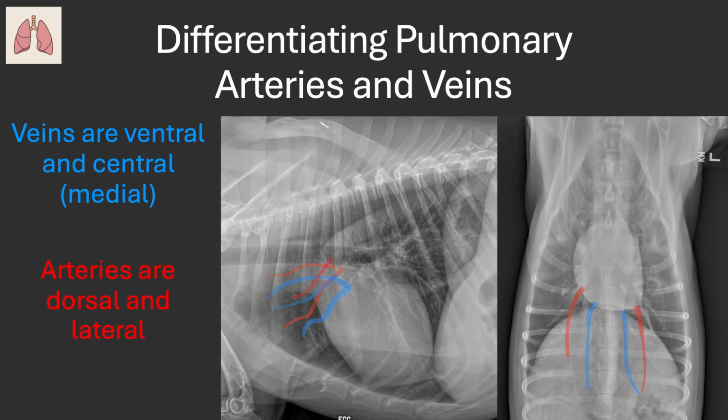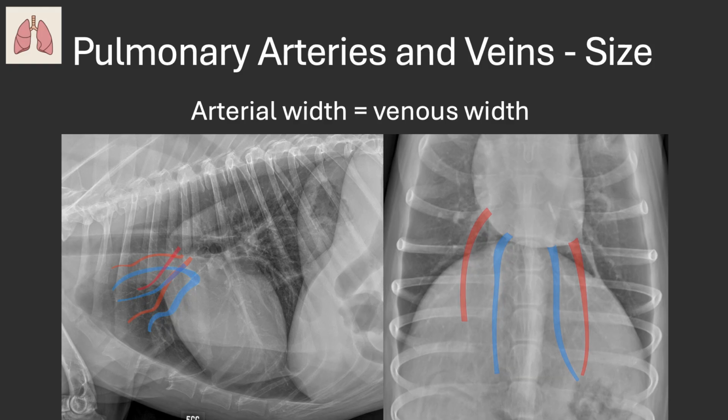Pulmonary vessels. Well-aerated lungs allow clear visualization of lobar pulmonary arteries and veins. If lungs are consolidated or collapsed, vessels may become indistinct. When evaluating pulmonary vessels, the arteries are located dorsal and lateral to veins, and veins lie ventral and medial to arteries. This is demonstrated on the lateral and dorsoventral views, where the arteries are highlighted in red and the veins are highlighted in blue. Both pulmonary veins and arteries should be similar in size, as noted by the red and blue shaded vessels.